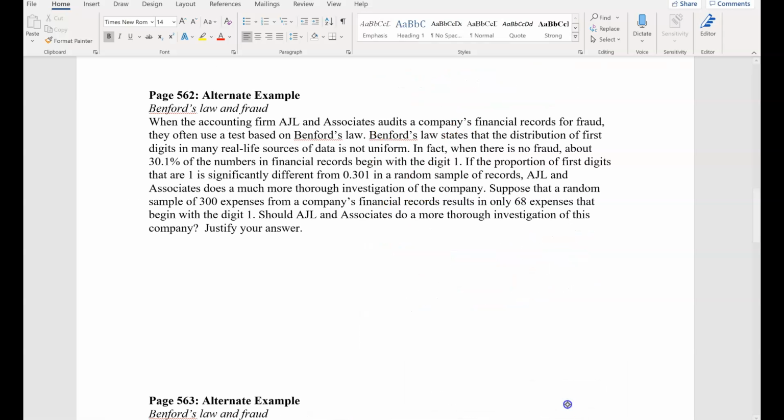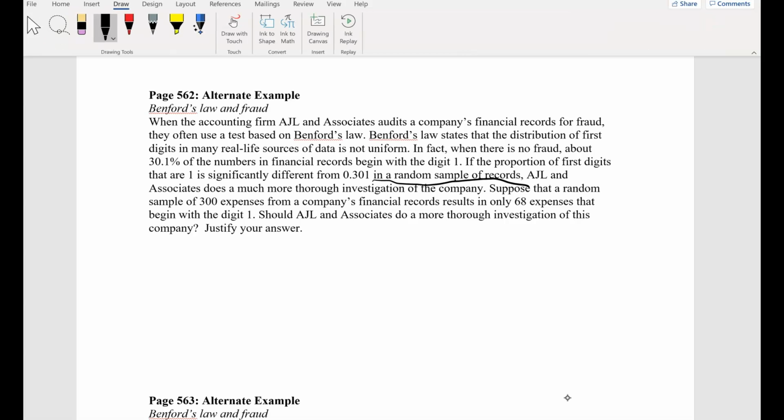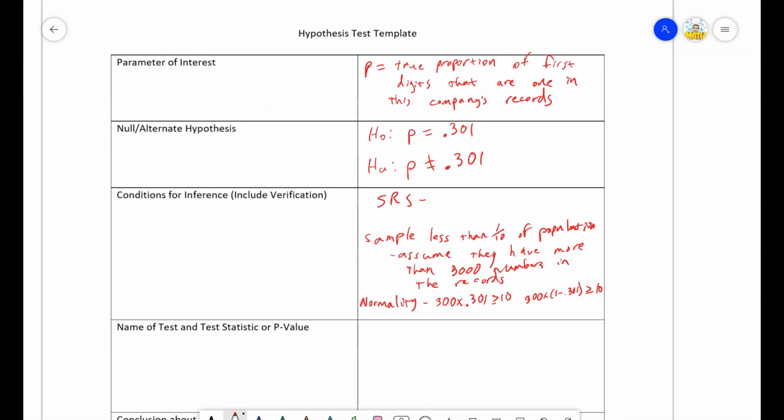Now for the SRS, we need to read and see. It says that they took a random sample of the records. So I'm going to state that. Okay, we put that in quotes. It says in the narrative that they took a random sample, so I write that down.